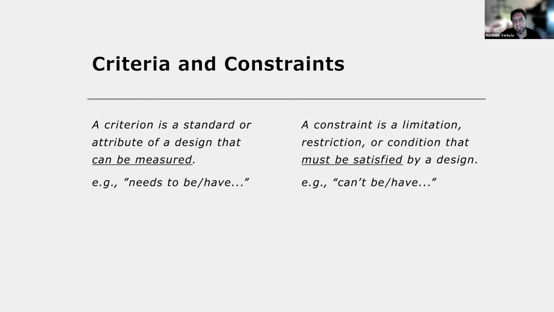Constraint is a limitation, a restriction, or a condition that must be satisfied by a design, right? So some examples of language that are used in constraint statements are like, this design can't have this, it can't be like this, it has to be this other way.